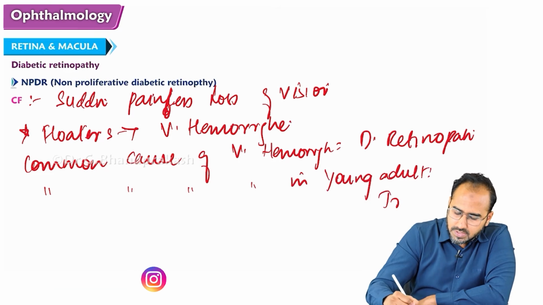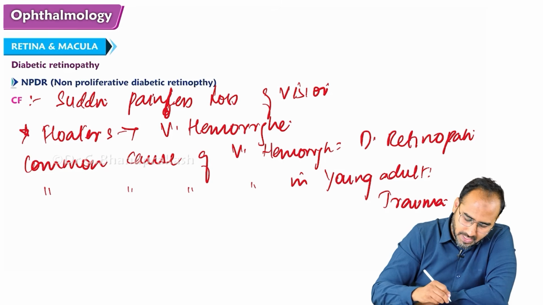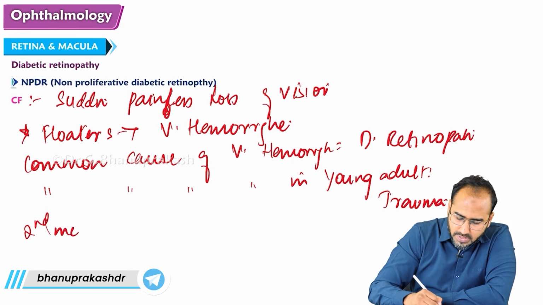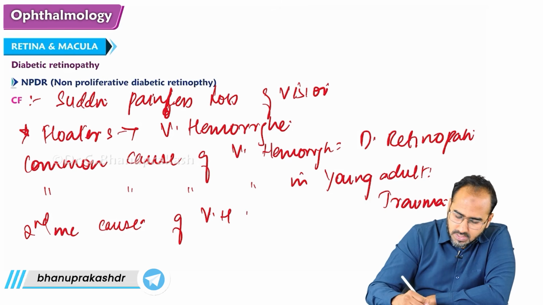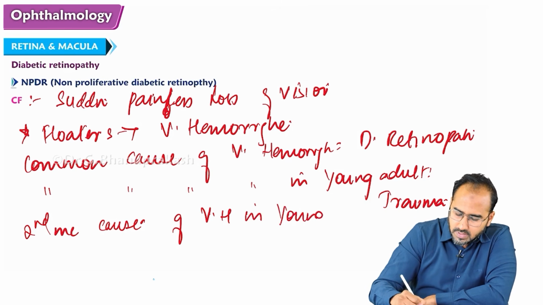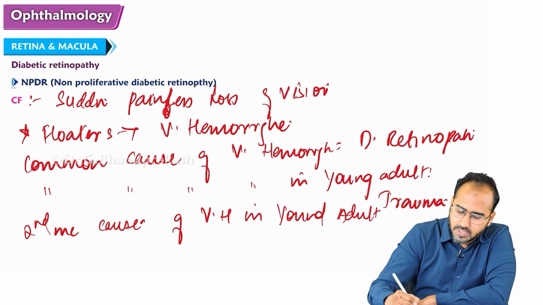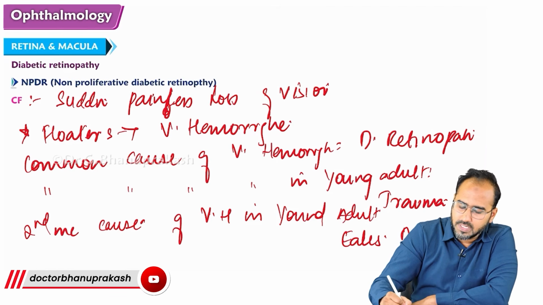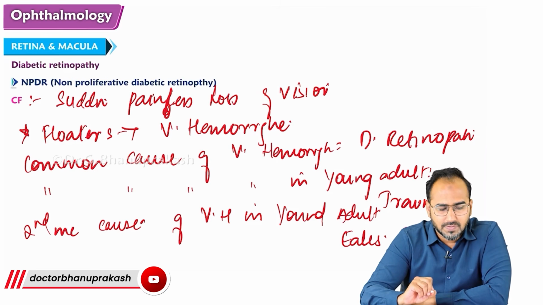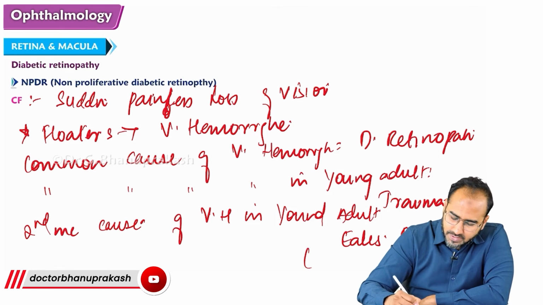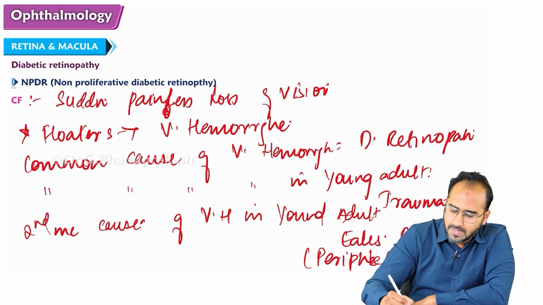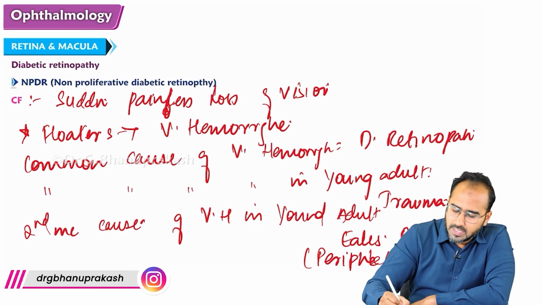it is trauma. Next, the second most common cause of vitreous hemorrhage in young adults, second most common is what, guys? It is Eales disease. What disease? Eales disease, which is also called periphlebitis retinae.